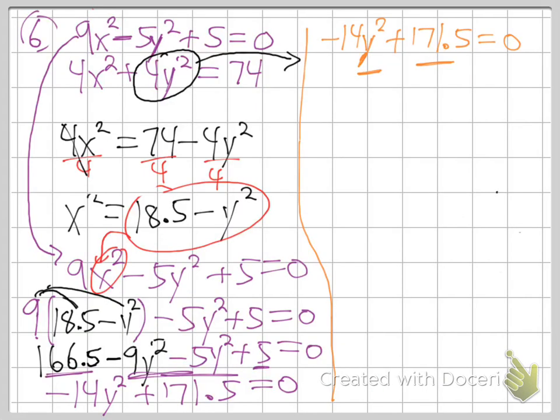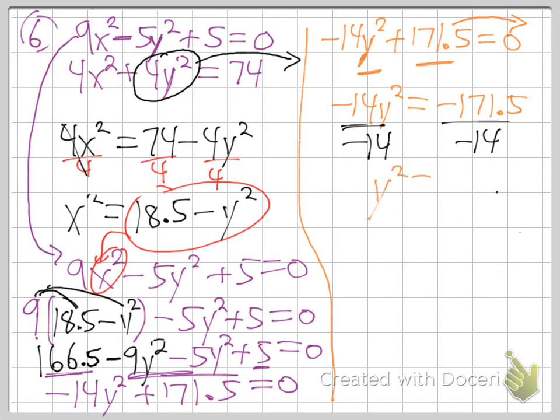So right here, I just get it alone. I'm just going to jump that 171.5 to the other side, and I get minus 14y squared is minus 171.5, and then divide by the negative 14. And so y squared is what, 12.25. Positive, right? Two negatives. And then put a root on it.